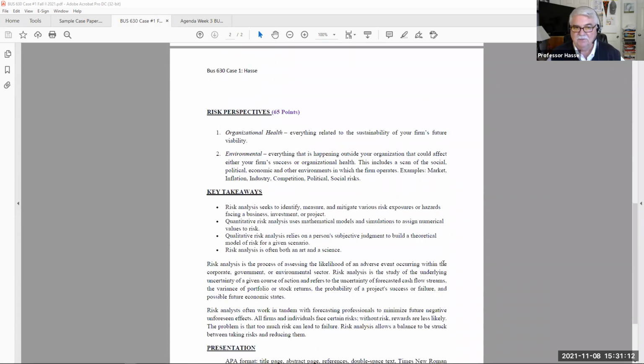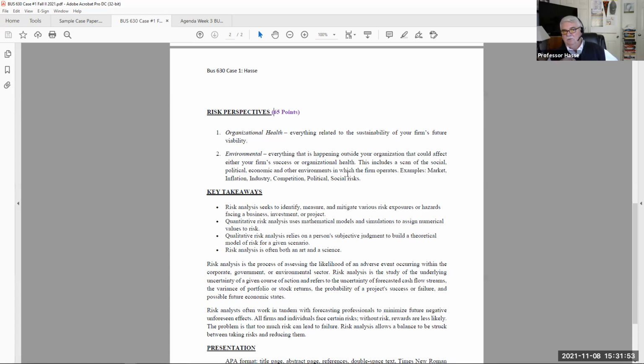The second area of interpretation, and notice it's 65 points of the total grading of this paper, a majority, is: what is the organizational health and environmental risk in the market of your company? Does your company have some organizational problems, management difficulties, lawsuits, everything related to the sustainability of your firm's future viability? Does your company have a strong management team or a weak one? Do they have a lot of lawsuits, or are markets changing and there's some insecurity there?